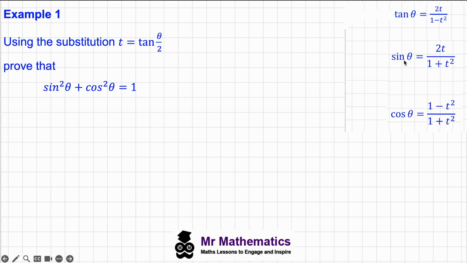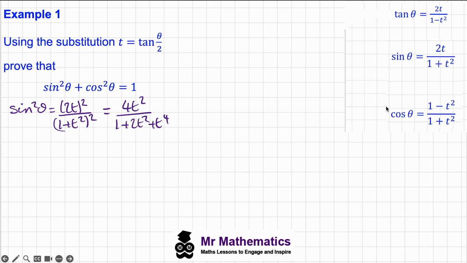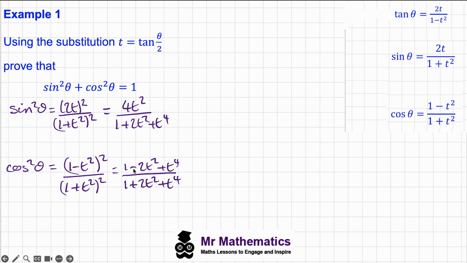We know sine theta is 2t over 1 plus t squared. When we square this, we get 2t all squared over 1 plus t squared all squared, and this becomes 4t squared over 1 plus 2t squared plus t to the 4. So this is sine squared theta. We know cos squared theta is given here, and we can square this. We get 1 minus t squared all squared over 1 plus t squared all squared. So now we have cos squared theta and sine squared theta.